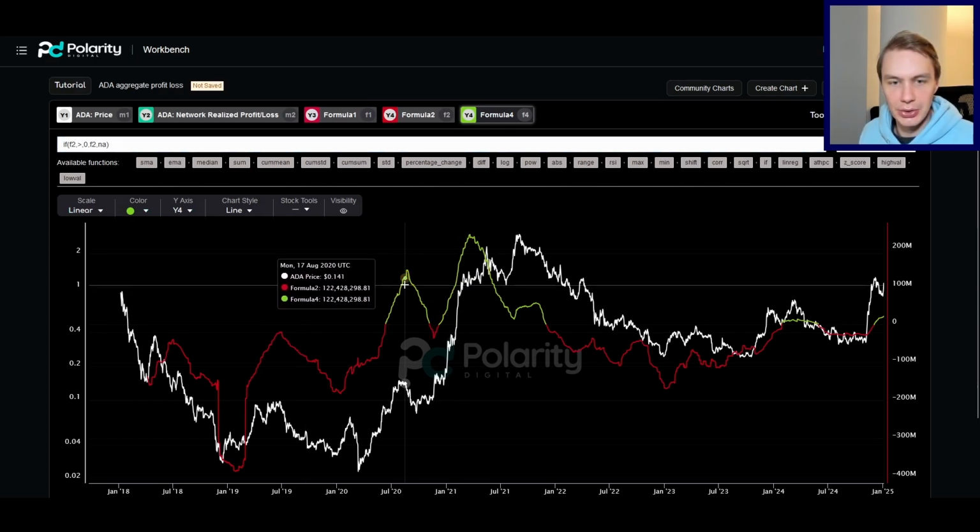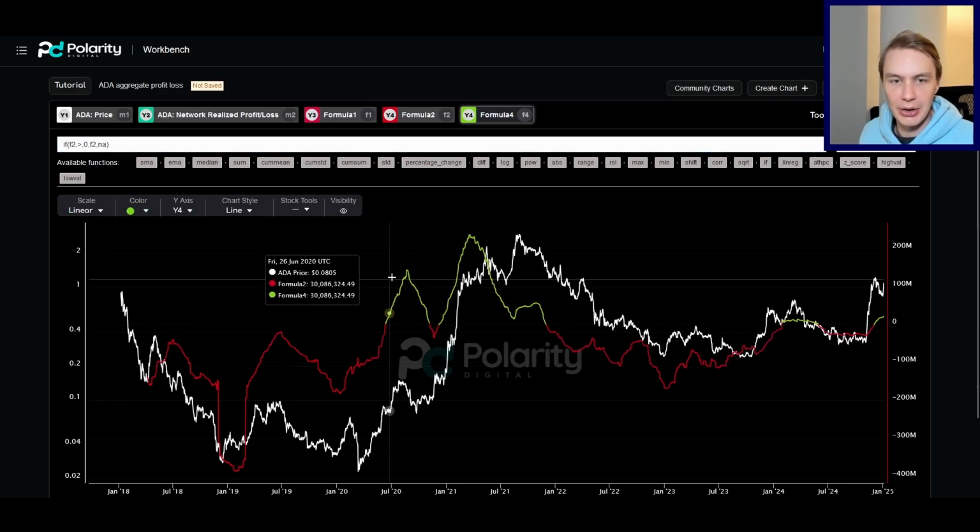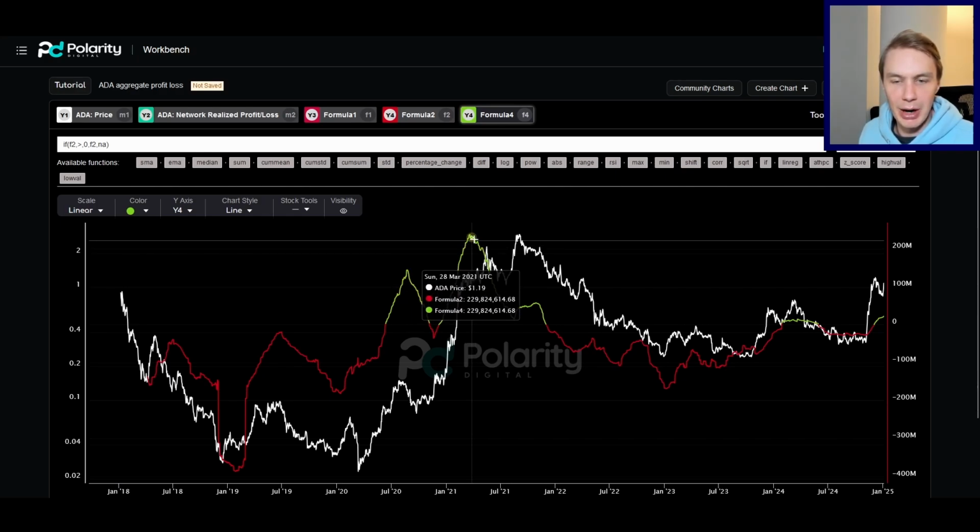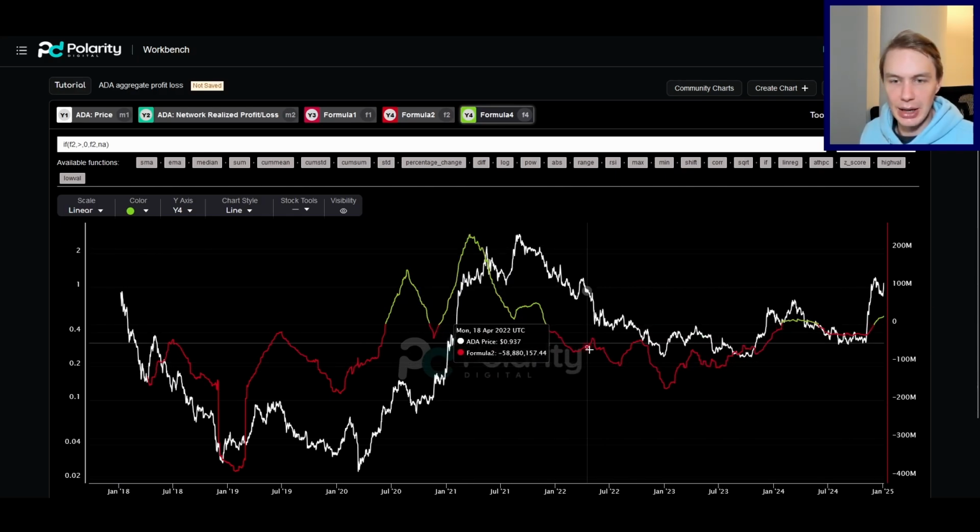So if you're in green, that means you're above 0. That means that in aggregate, the market is taking profits. And if you're below 0, that's the market in aggregate taking losses. So that's what all of these different things are.